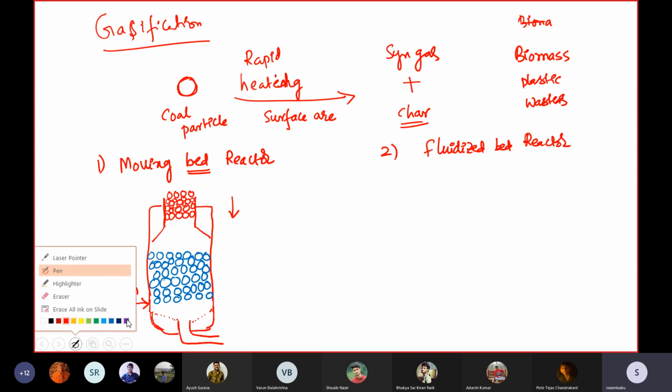So as this steam and air flows over, first of all, combustion of the coal particles will happen, and that will release some heat. That heat will be utilized by the steam and oxygen to increase the temperature of the coal particles to very high. As soon as the coal particles reach a very, very high temperature, the gasification reactions that I showed in the previous slide will happen.